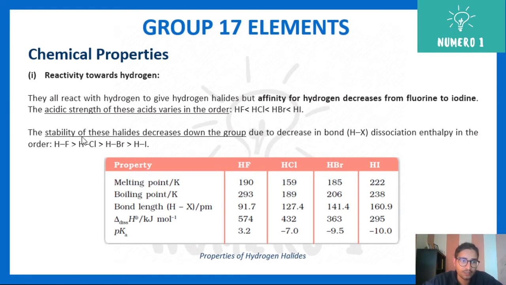In the same way, you can comment on the stability of these halides, which decreases down the group due to the decrease in bond dissociation enthalpy. So HF, then HCl, then HBr and HI. You can see these are the trends, and also the bond length as you go down: 91, 127, 141, 160. So bond length is increasing, and bond dissociation enthalpy is decreasing due to that. Also, you can see the pKa value, that is the negative logarithm of Ka.